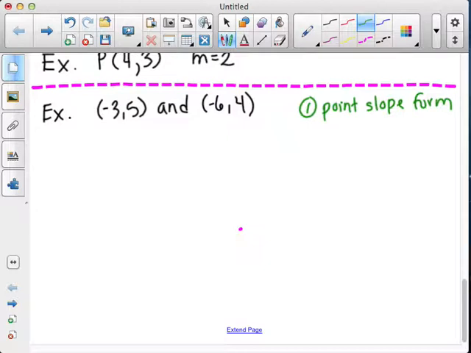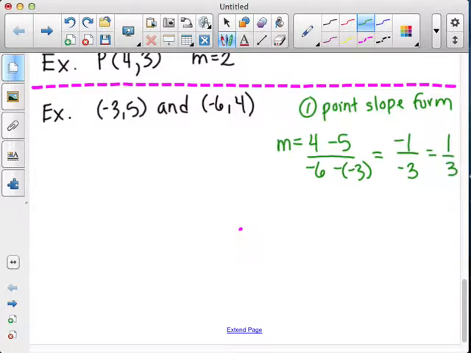Well, I don't have my slope, so I need to find it. So m equals y2 minus y1 over x2 minus x1. 4 minus 5 is negative 1. This becomes plus 3. Negative 6 plus 3 is negative 3. So my slope is positive 1/3.